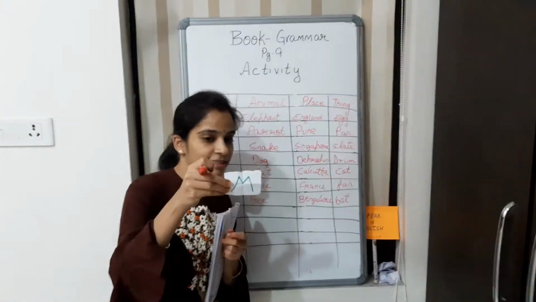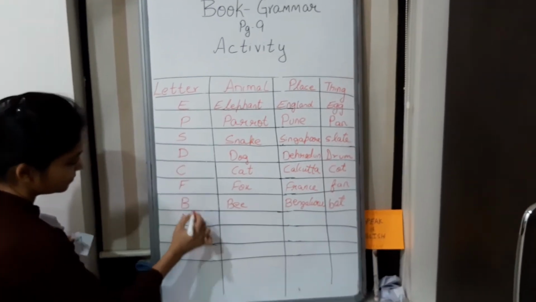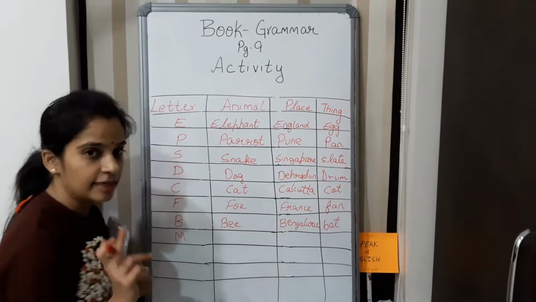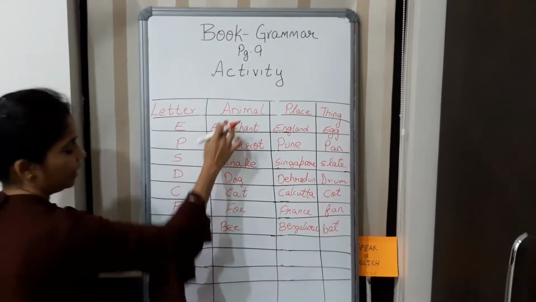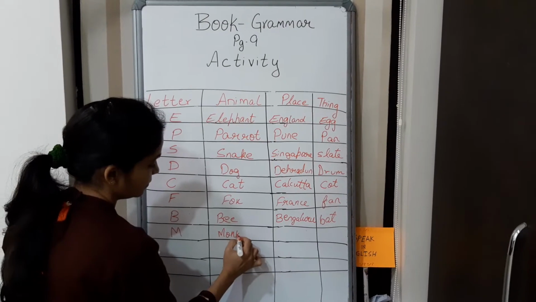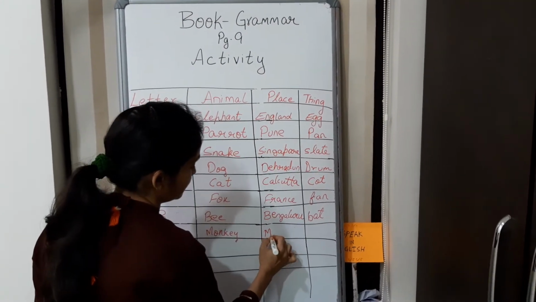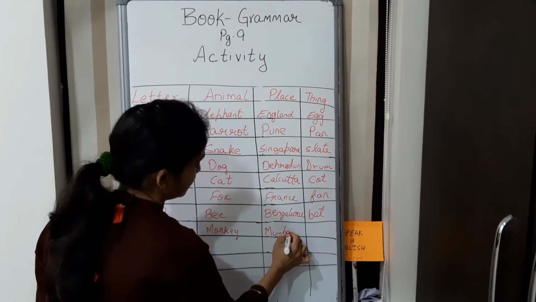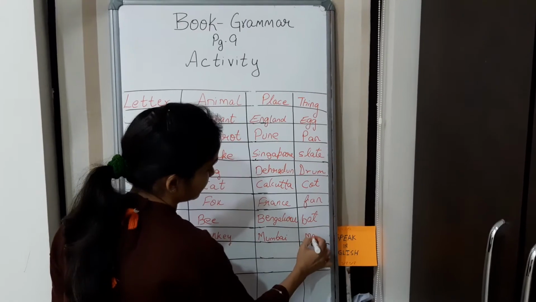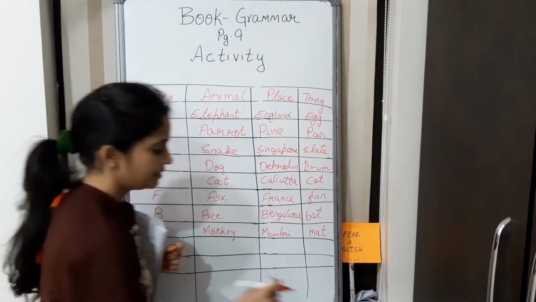And it's M. Write here M. You have to pause the video, complete this, and then see mine. M, animal, monkey. M, place, Mumbai. M, thing, mat. Yes?